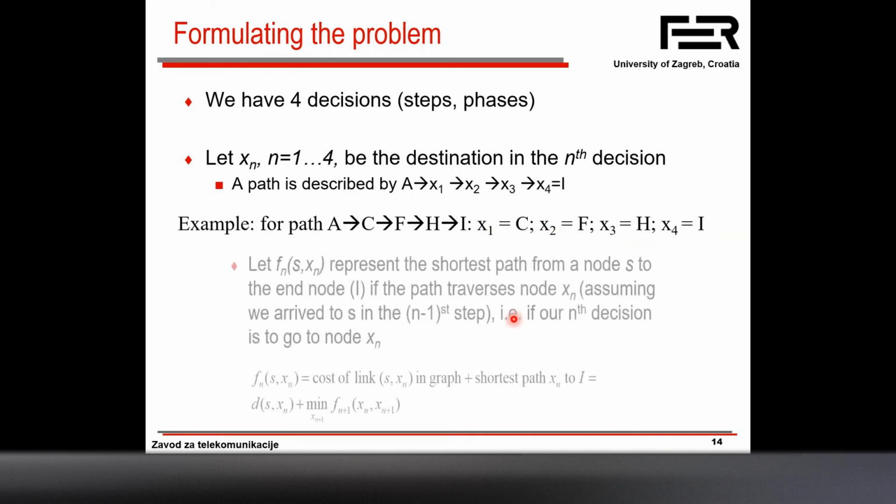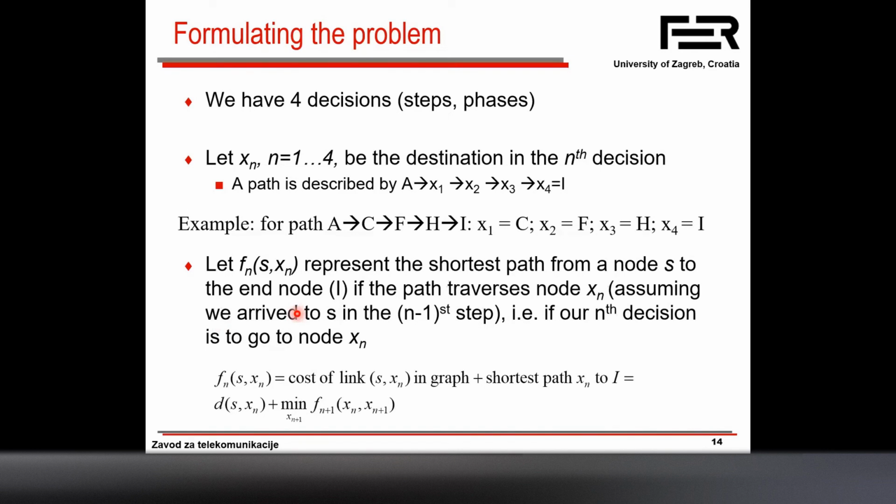Okay, if we use fn to represent the shortest path from a certain node S to the n-th node, if the path goes through this node xn. So assuming that we've arrived in S in the n minus first step, and now our nth decision is to go to xn, then f of n is going to be the total cost of the best route for the remaining stages, given that we are in state S, ready to start stage n, and that we select xn as the next immediate destination.